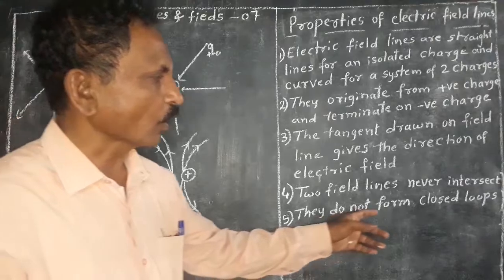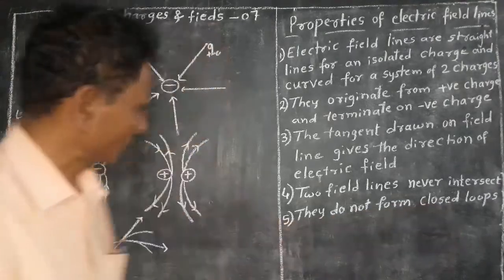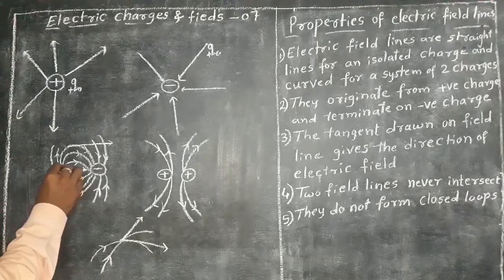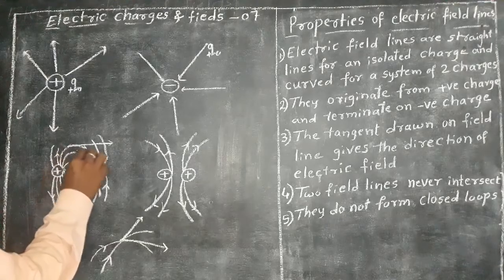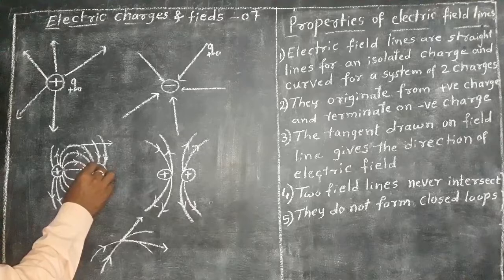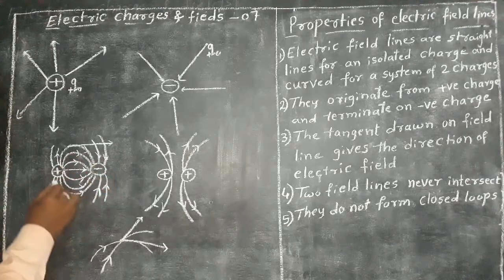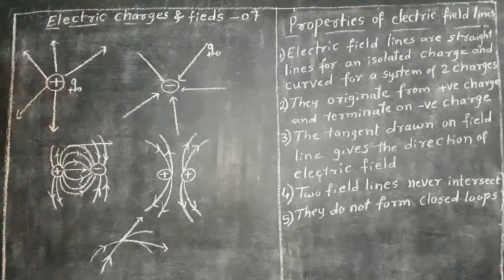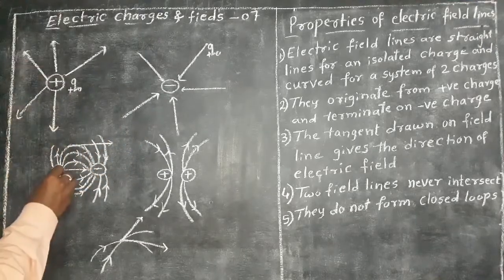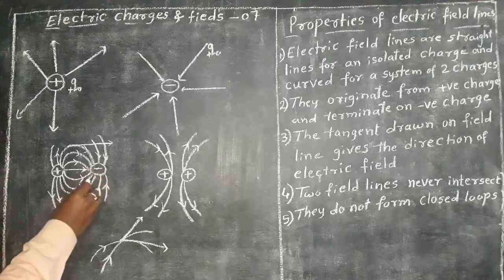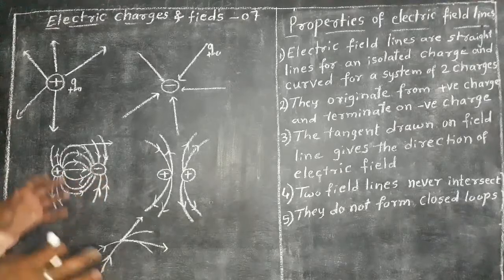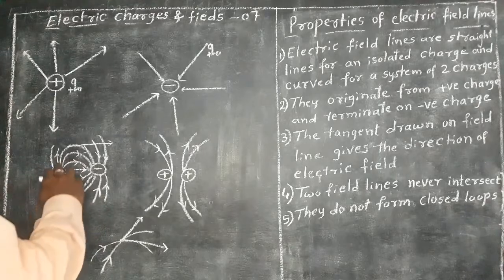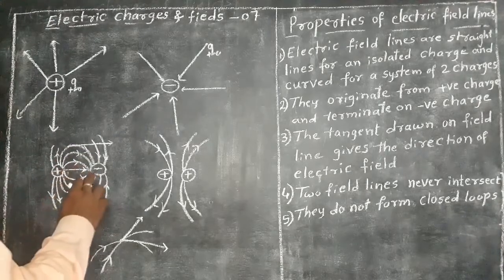They do not form closed loops. That is, electric field lines originate from positive charge and end on negative charge. They do not form a closed loop, a closed path. And electric field lines are crowded near the charges. Electric field lines are crowded near the charges and they are sparsely spaced away from the charge.